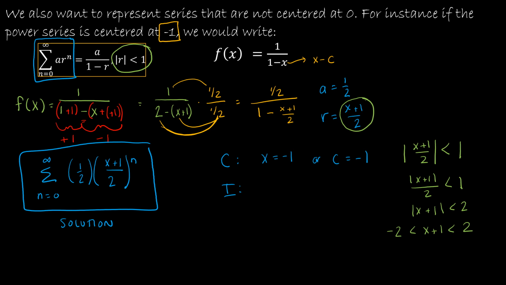And now I can subtract 1. So -3 is less than x is less than 1. So my interval of convergence is the open interval from -3 to 1. And the great news is you don't have to check your endpoints because this is a less than and not a less than or equal to. So I'm never going to have to check to see if they're included.